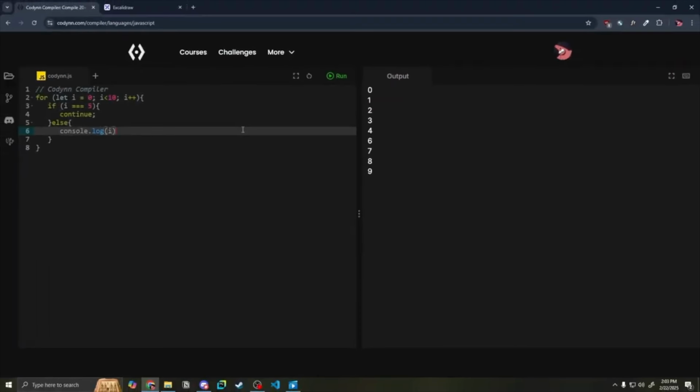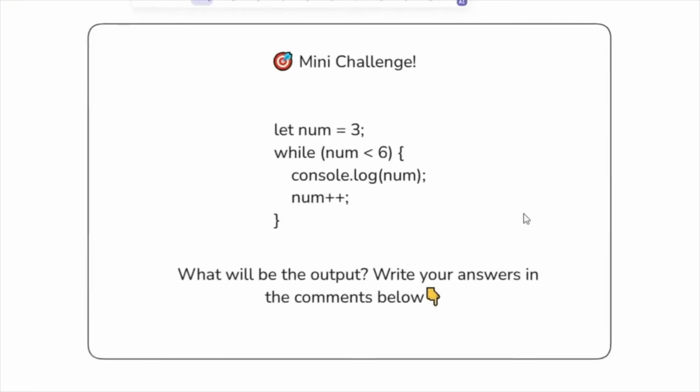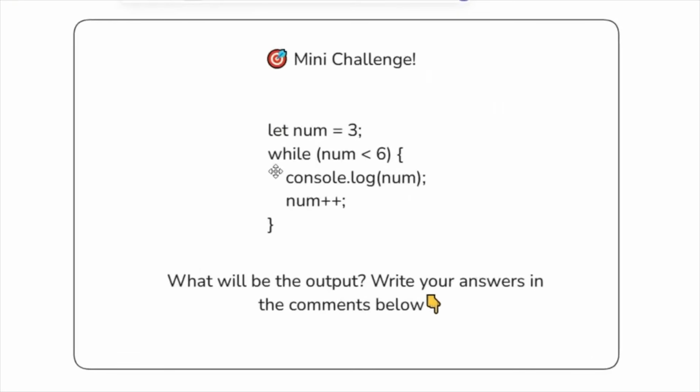That about sums it up for today's episode on loops. We discussed for loops, while loops, do while loops, and even the break and continue statements. Before we wrap it up, we have a small challenge for you to try out. You have to guess what will be the output of this code right here, this while loop, and put your answers in the comments below.